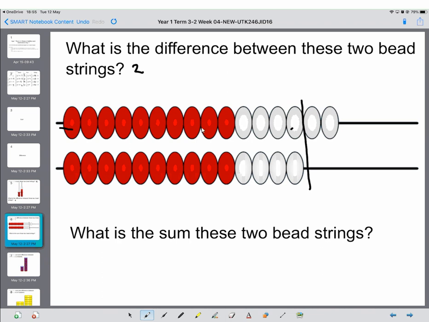a bead string that's 10 and that's 10, so that's 20. So 21, 22, 23, 24, 25, 26, 27, 28, 29, 30. That's a big number, isn't it, year one?